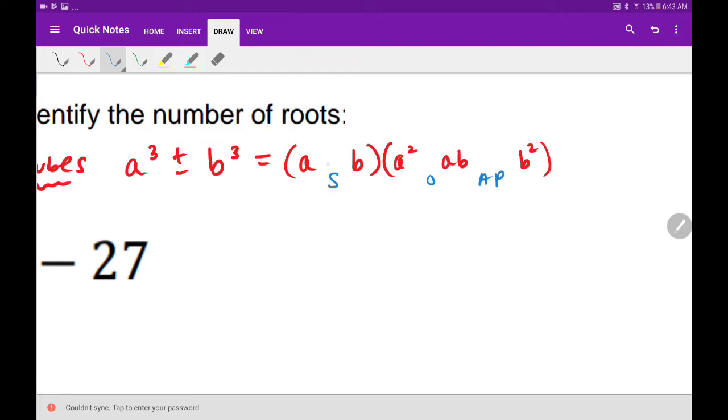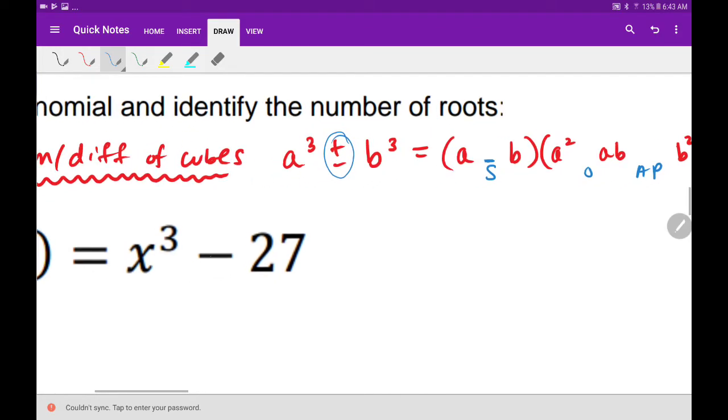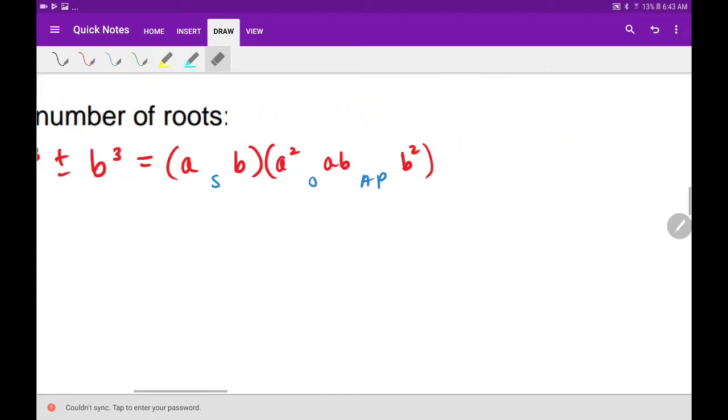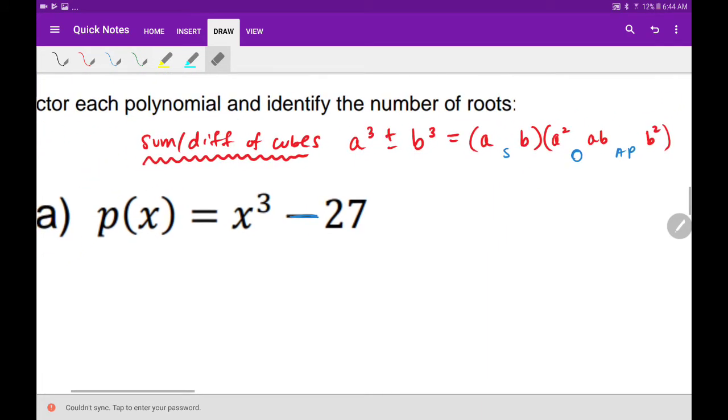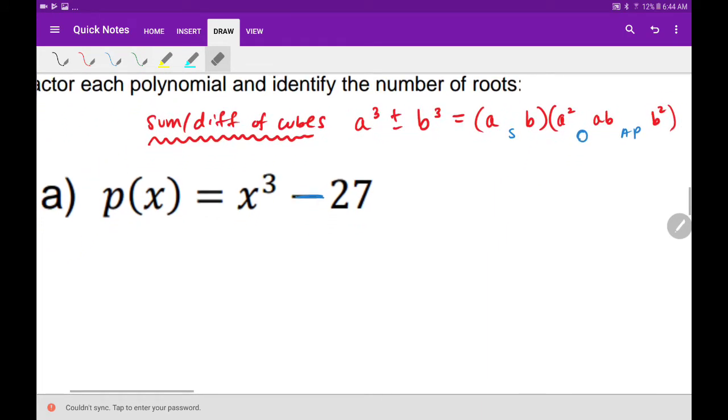That means that our first sign is always going to be the same as whichever we started with, positive or negative. So in this case, we have a minus sign, so our first sign is going to be the same, which would be negative. The next sign right here is the opposite of whatever you started with. And then this last sign is always positive. Okay? So keeping that in mind, this is actually a relatively simple problem.